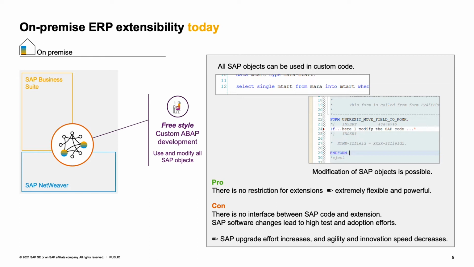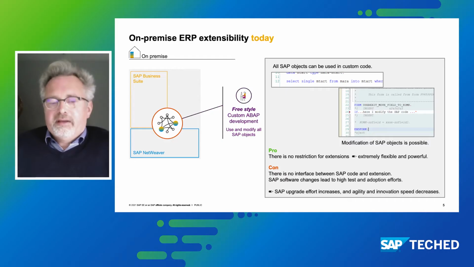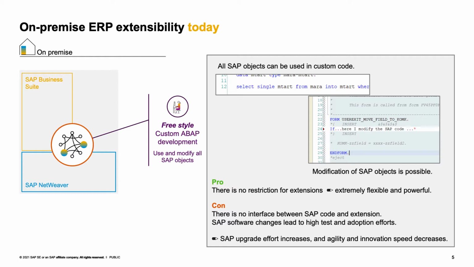New industry solutions could be developed now. You can do everything you want. It was a pillar of the great success of SAP software in the past. The downside is that there is just no standard interface now between the SAP code and extensions, and that has led to enormous test and adaptation efforts when it comes to switching from one release to another.